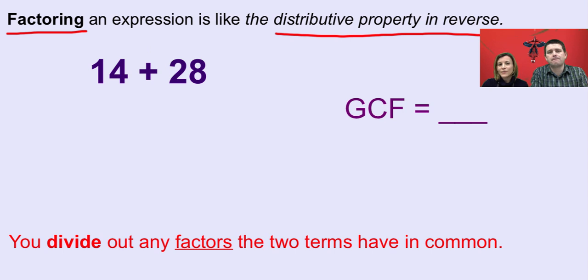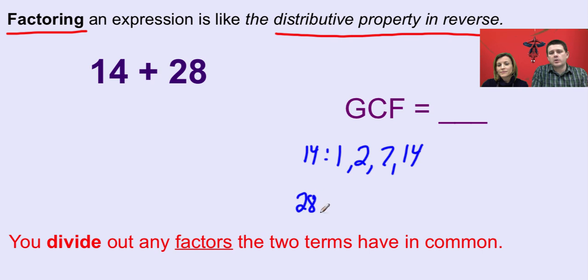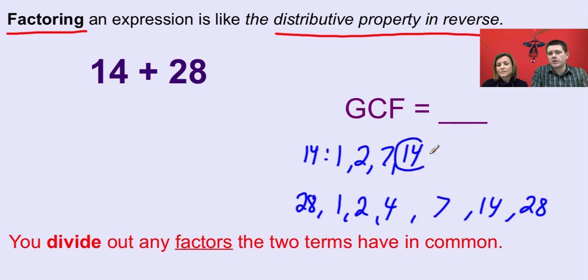Get that sentence down. So we're going to look at 14 and 28 and think about what both have in common, or what's the greatest number they have in common. I'll list out my factors real quick. For 14, I have a 1, a 2, a 7, and a 14. For 28, I can do a 1 and a 28, a 2 and a 14, and a 4 and a 7. So my greatest common factor is the largest factor in both lists, which is 14.